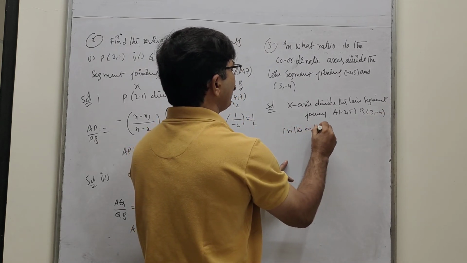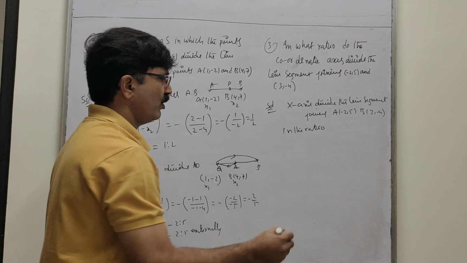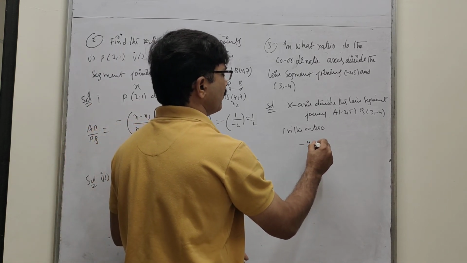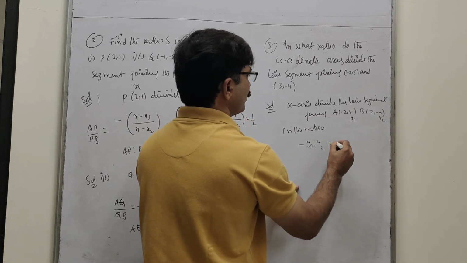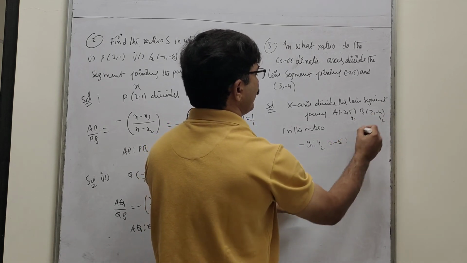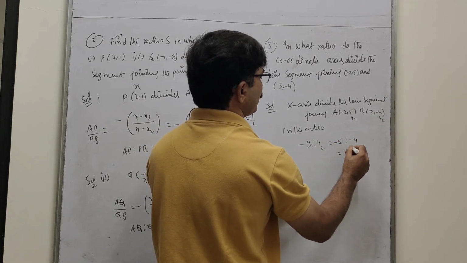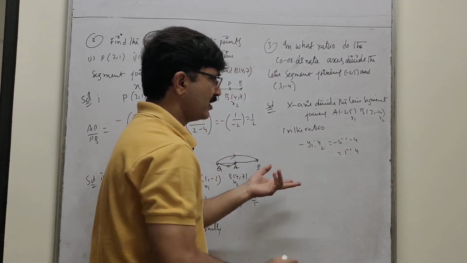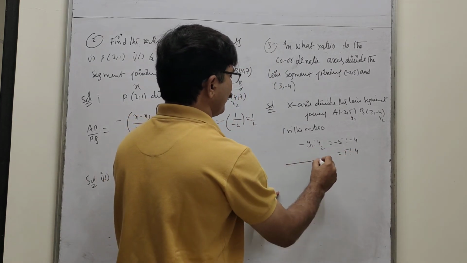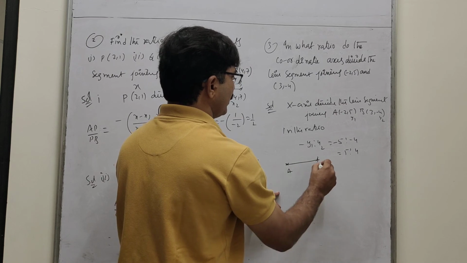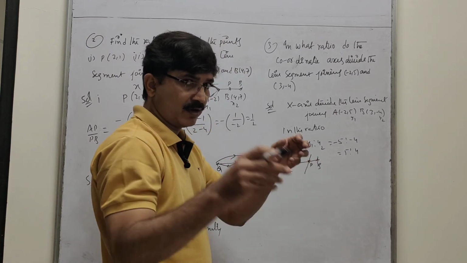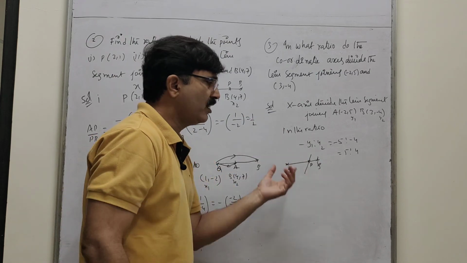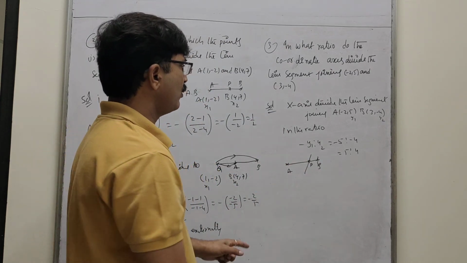For clarity point of view, I am just writing, nothing else. What is the ratio? You know very well: minus y1 is to y2. This is y1, this is y2. So minus 5 is to y2 is minus 4. So the answer is 5 is to 4. X-axis divides in the ratio 5 is to 4. AB is like this. You can say that x-axis somewhere here P. On x-axis there is one point which divides AB. That is the meaning.